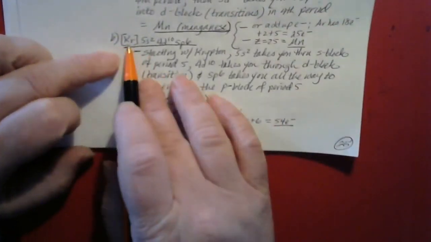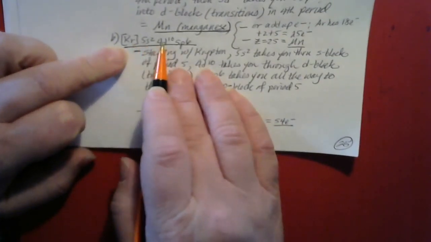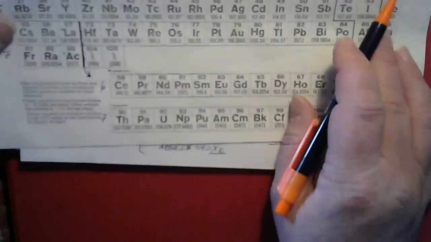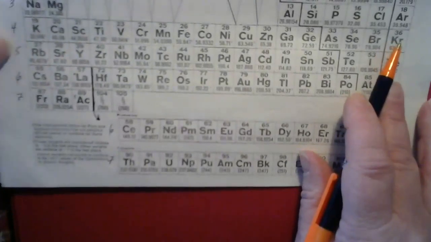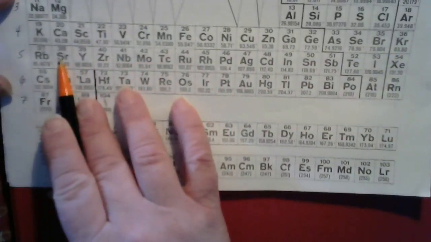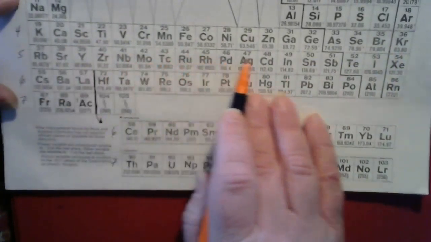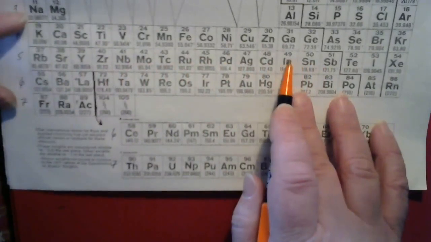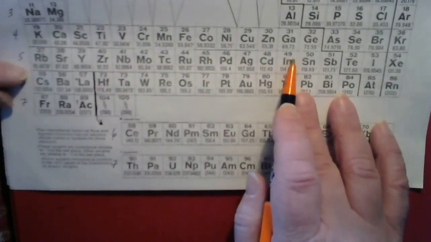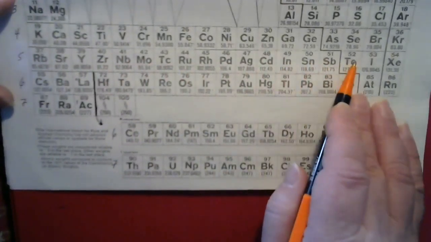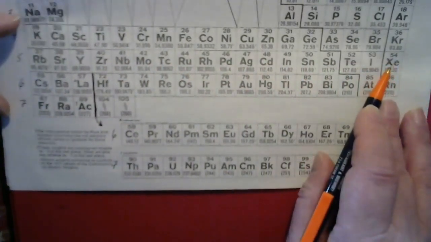If we had an element with the configuration krypton, followed by 5s2, 4d10, 5p6, again, we could start with krypton, which is right here. In addition to that, we had 5s2, so that's these two here. Then 4d10 takes us all the way across the D block. And then 5p6, the P block of shell number 5, and we have 6 electrons in that, so that's 1, 2, 3, 4, 5, 6. Oh, it's another noble gas. It's xenon. Okay, so xenon it is.